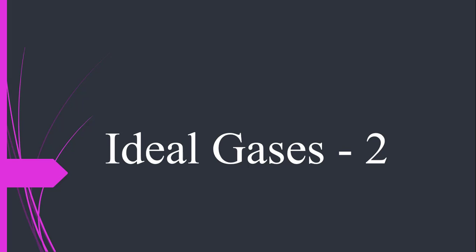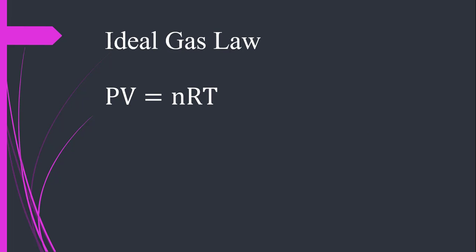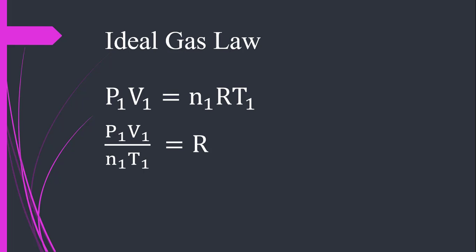This is our second video on the ideal gases, and this one is on the combined gas law. The ideal gas law is PV equals nRT. If you take a specific set of conditions and label that condition 1, you can now label the ideal gas law P1V1 equals N1RT1. You can rearrange it so that P1V1 divided by N1T1 equals R, and R is a constant. That value is not going to change. That's why it's called a constant.